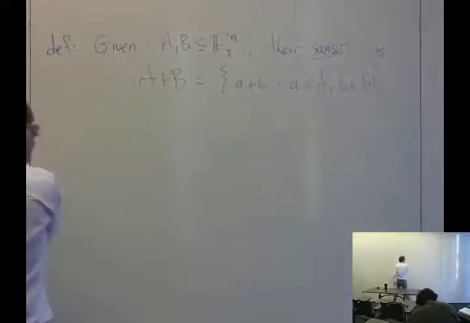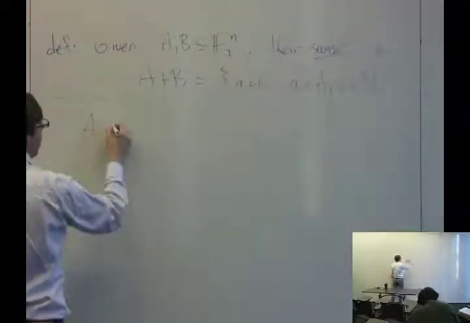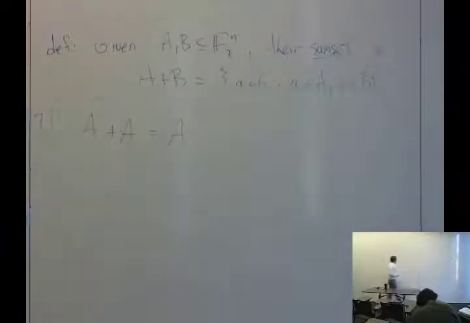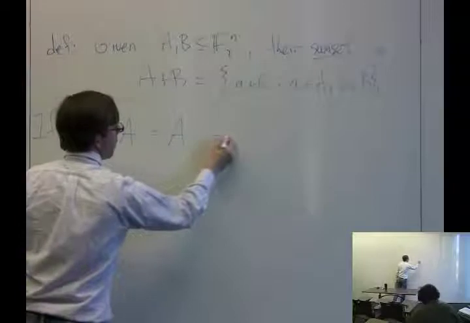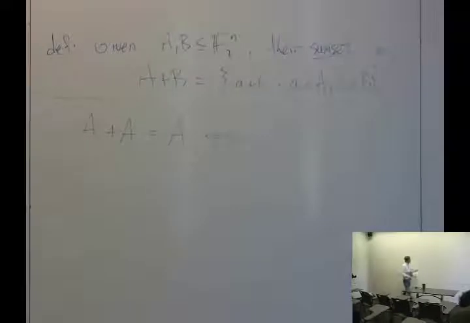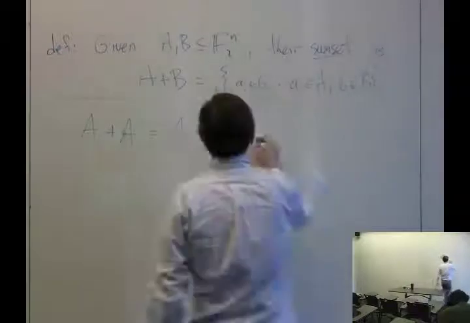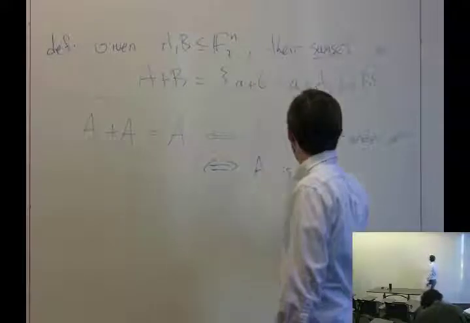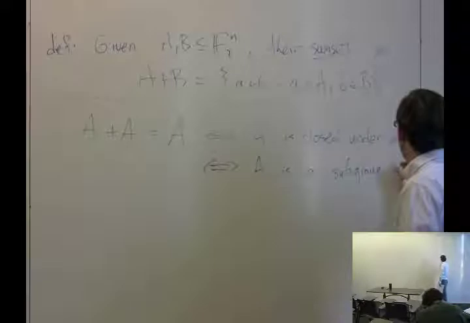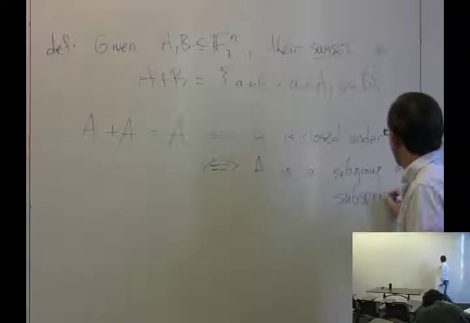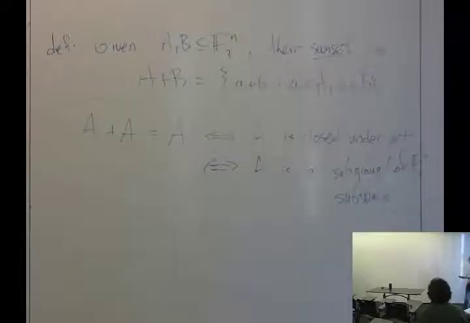All right, so let's look at what happens if you look at A plus A. Suppose this set A plus A equals, again, the set A. What does this mean about the set A? Well, in words, it means A is closed under addition. And we know that in a group, that's the definition of A being a subgroup of F2 to the n. If you think of it as a vector space, it means it's a subspace. That's well and good.